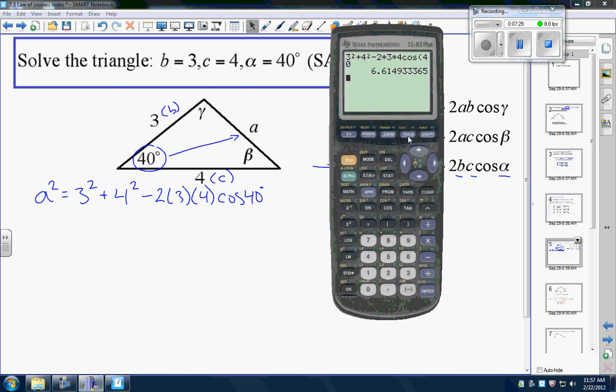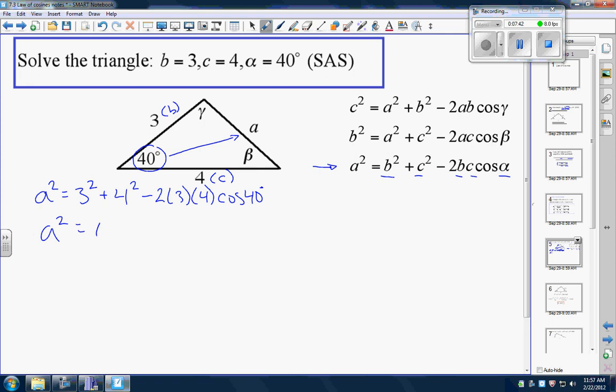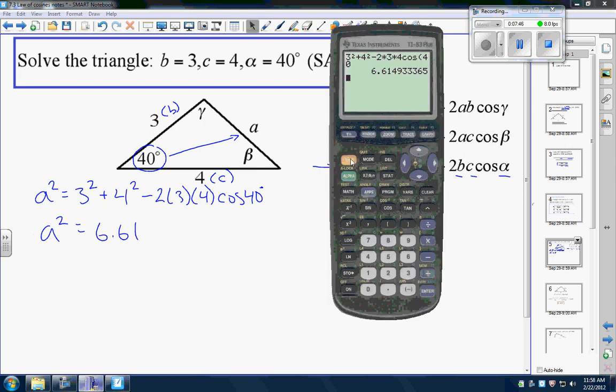Okay, it's not going to be 6.6 here because that's what the a squared comes out to be. So make sure you tell me that. There's a common mistake there. Make sure you're rounding at least a couple decimal places.